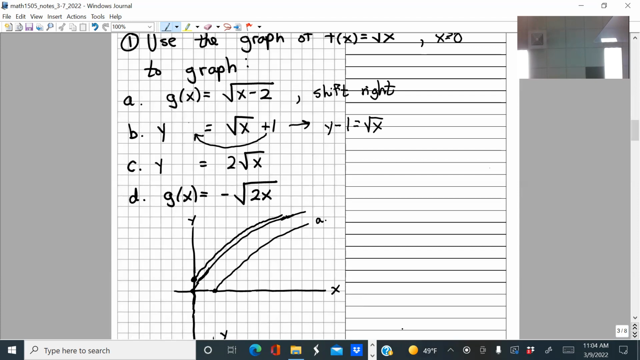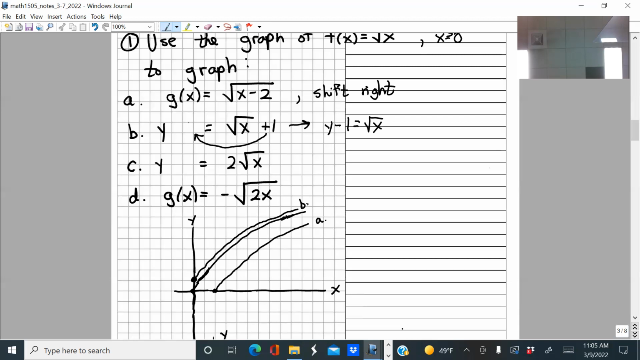You're going to have to be kind of careful here. Here's what it's going to look like. Whoops, I really messed up there, so let's just take that part off. Okay, just shifted up by 1. So there is B.